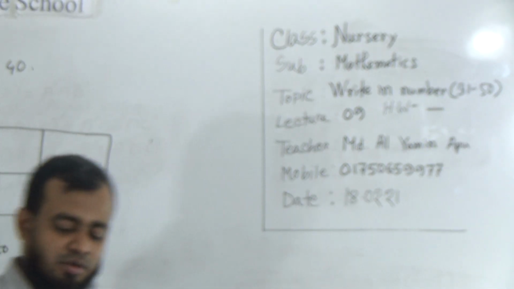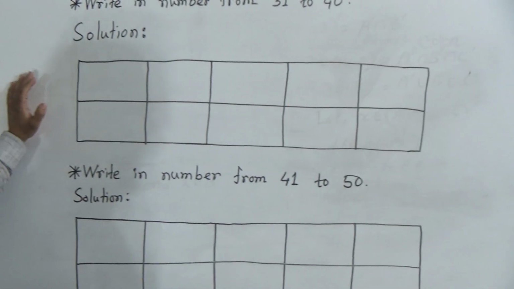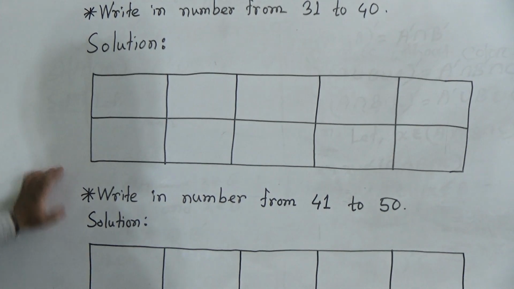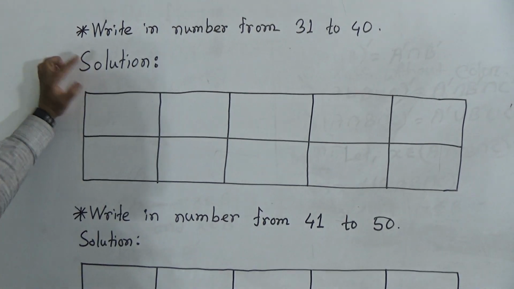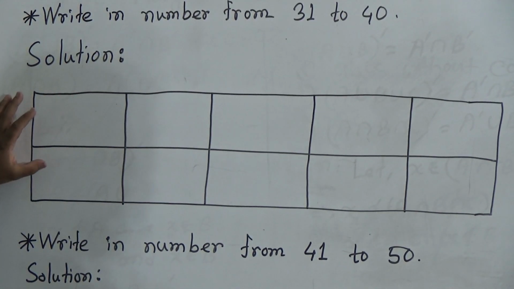Now, you have already learned from 1 to 50, my dear students. All the numbers you have already learned. Today we will learn two questions. The first question is write in number from 31 to 40. That means in between this box, we will fill up the numbers from 31 to 40.